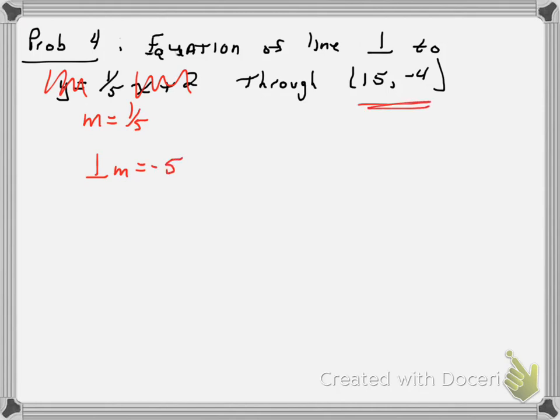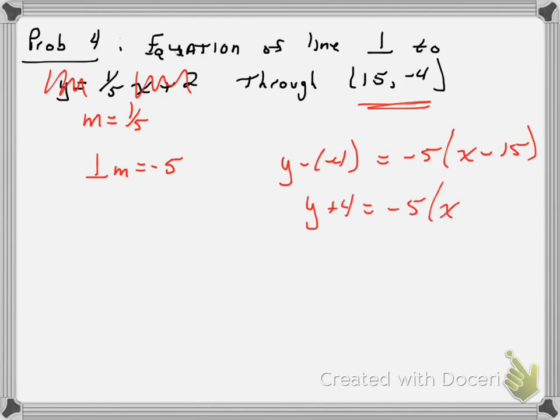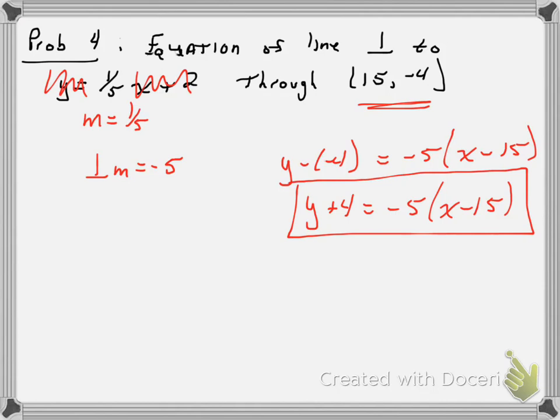Through this point. Let's do point slope. We did slope intercept last time. Let's do point slope today. You get y minus -4 equals m, which is -5, times x minus 15. Clean it up a little bit. You get y plus 4 equals -5 times x minus 15. You can leave it like this if they want it in point slope. If they want it in slope intercept, just distribute your -5 through. Again, either way, same line.